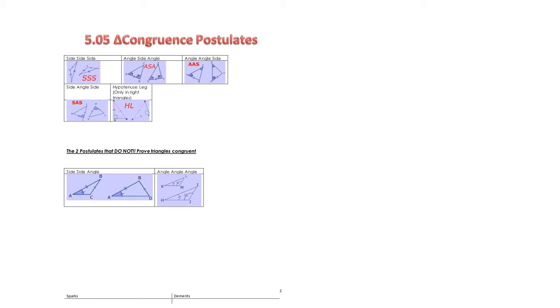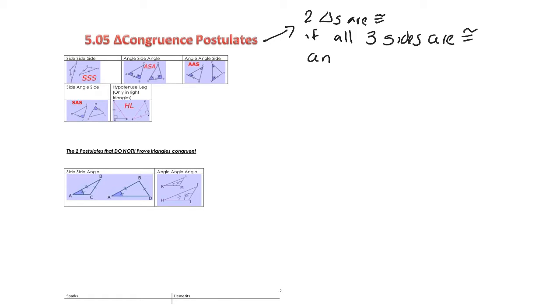So today we're going to talk about triangle congruence postulates. And basically, two triangles are congruent if all three sides are equal or congruent and all three angles are congruent. So write that down in your notebook. All three sides and all three angles. So there's 6 total things that can be equal.